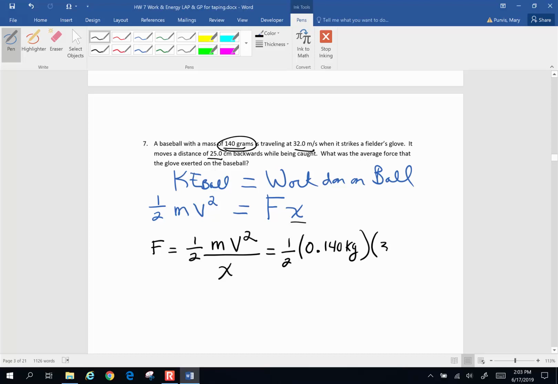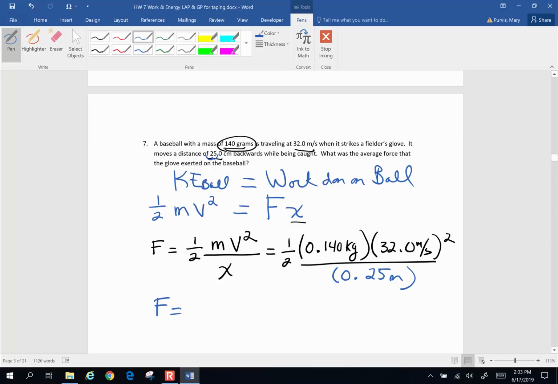Velocity of the ball, 32 meters per second. That velocity is squared, so square that velocity. Displacement, it moves 25 centimeters backwards. We have to move that decimal 2 places to make it meters, MKS system, 0.25 meters. And let's put those numbers into the calculator.